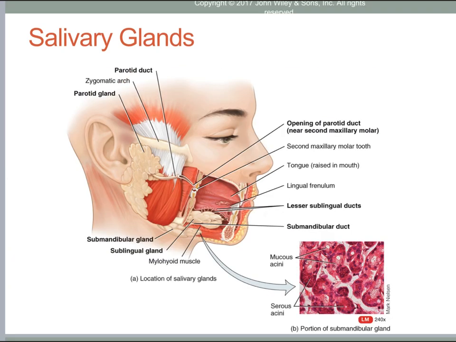We can look at pictures to show us exactly where the salivary glands are. If we look up here, we have the largest of our salivary glands, the parotid gland. We go underneath the mandible and we find our submandibular gland, and again under the tongue for our sublingual glands. And you can see the ducts coming out, following their secretions.